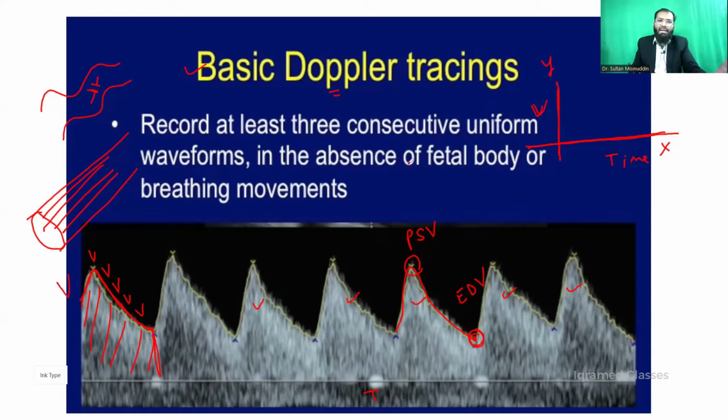What is EDV? End diastolic velocity. So that is when the heart reaches diastole. At that point, what amount of velocity is present in the flowing blood? This is the diastolic velocity or end diastolic velocity. Okay, got it? Now this is true for any Doppler tracing. Suppose you do MCA Doppler, or uterine artery Doppler, or you do limb Dopplers, these parameters would remain the same.